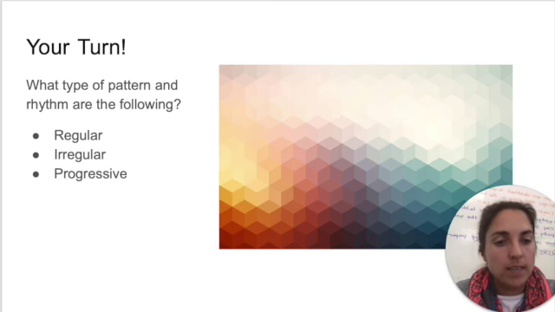To finish our lesson today, make sure you have enough examples in your sketchbook and you have them labeled so that you understand the difference between a regular pattern and a regular rhythm, an irregular pattern and an irregular rhythm, and a progressive pattern and a progressive rhythm. You should also know what a motif is, and you need to know that a pattern cannot exist without repetition. That's the key component that creates a pattern. Good luck with your next task.